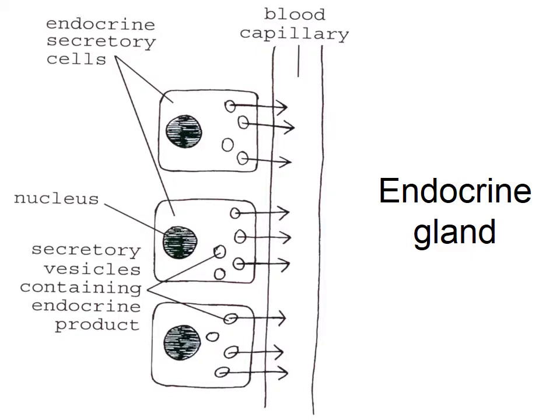Endo means inside, and endocrine glands release their product directly into the blood, that is, directly into the systemic circulation. These glands have no ducts, and for this reason in the past they were sometimes called ductless glands. So endocrine products are released directly into the blood. They have no ducts like exocrine glands have ducts.